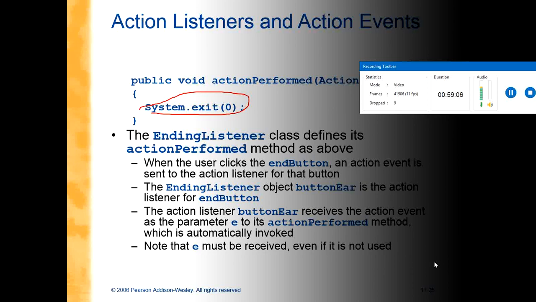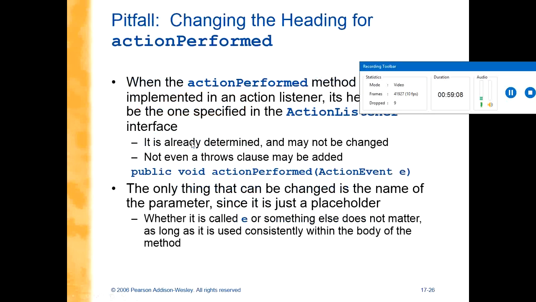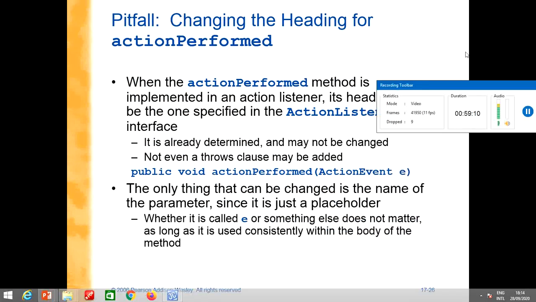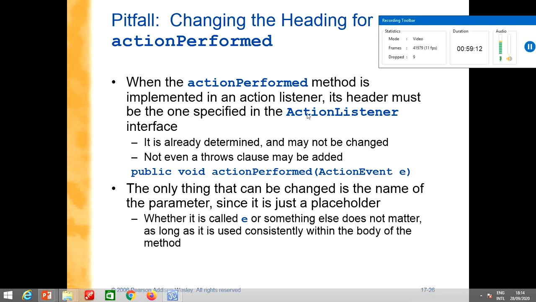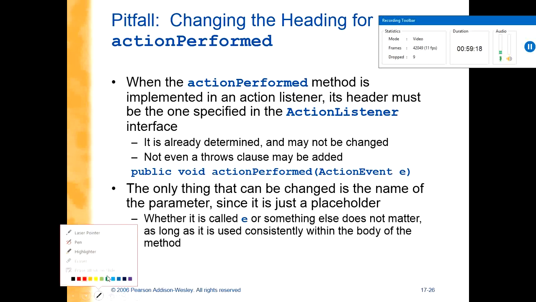Alright, so moving ahead. When the action performed method is implemented in an action listener, its header must be the one specified in the action listener interface only: public void action performed, action event, and we will name the object. It can be any name, whether it is called E or something else does not matter as long as it is used consistently.